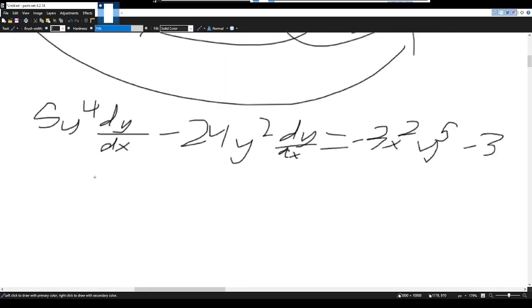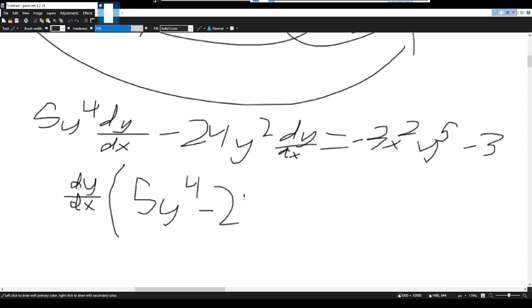Okay, so now we can factor out the dy/dx, right? We're going to factor that, and there's going to be something in here, and then we're just going to divide by this parentheses on the other side. So, of course, the first term is 5y to the fourth. The second term is minus 24y squared, right? Simple factoring out. And then this side remains the exact same.